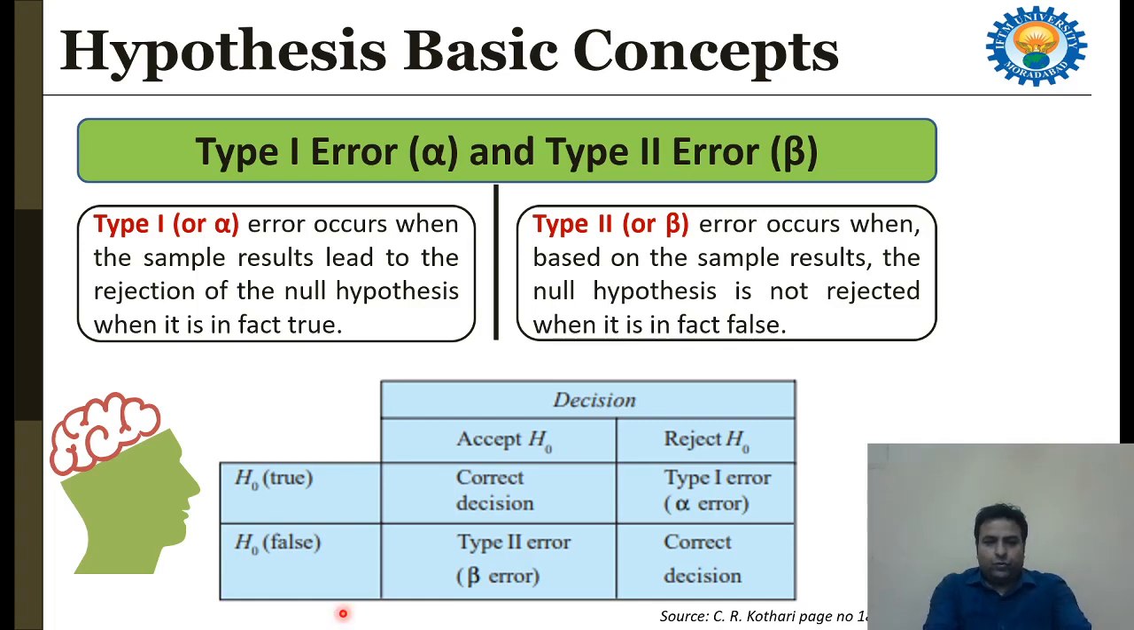So we can have a look over here. Here H naught is true, the null hypothesis is true, and we reject it. So it is an alpha error or the type 1 error. And when the null hypothesis is false and we accept it, then it is a beta error or the type 2 error.